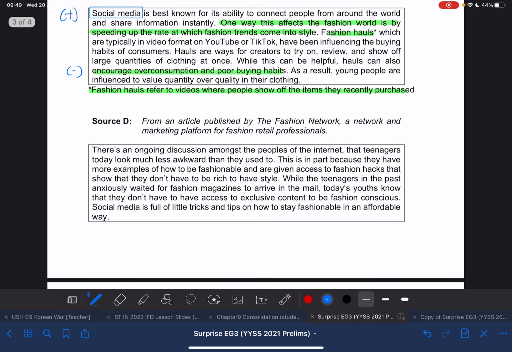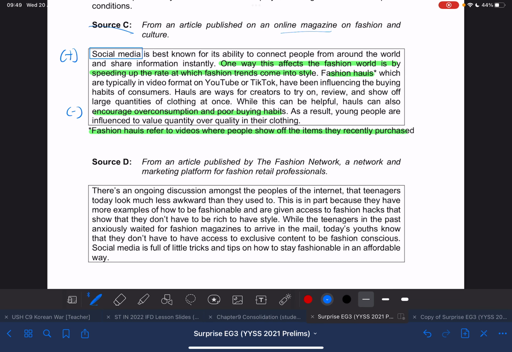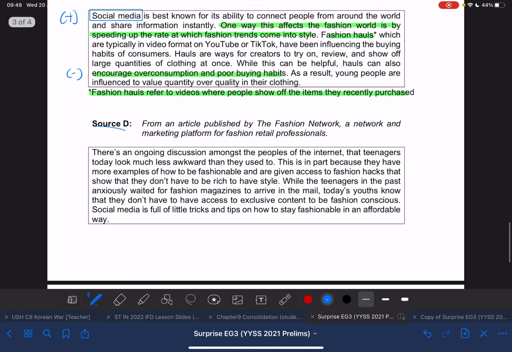Are we going to see something similar? Are we going to see something different? Because we recall, source C and source D are your comparison sources. Source D is from an article published by the Fashion Network, a network and marketing platform. Marketing means they want to advertise, platform for fashion retail professionals.